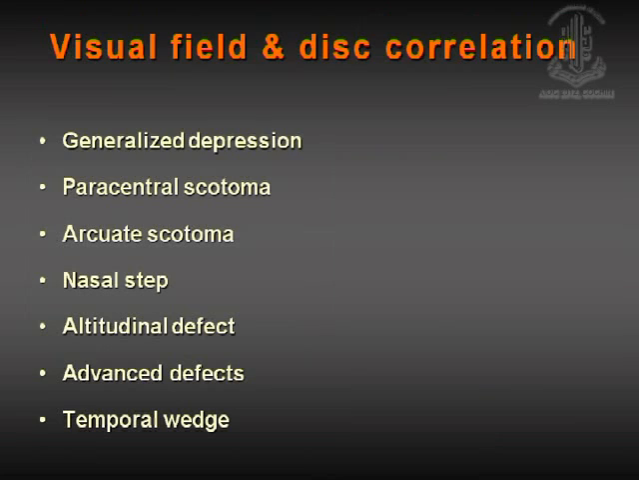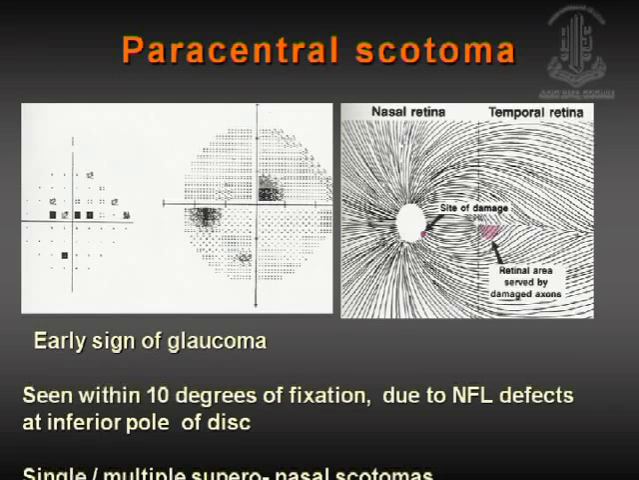There are various visual field defects starting from the paracentral scotoma, arcuate scotoma, nasal step, altitudinal defect, advanced defect and temporal wedge. Coming to paracentral scotoma, this is a relative or absolute island of vision defect which is seen in early glaucoma. It is seen within 10 degrees of fixation and it is due to RNFL defects at the inferior pole of the disc.